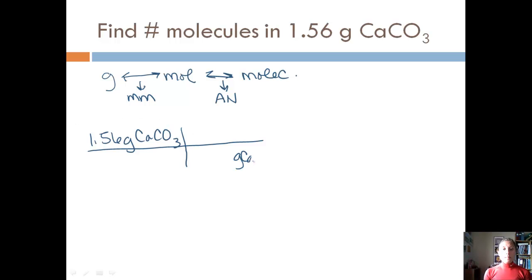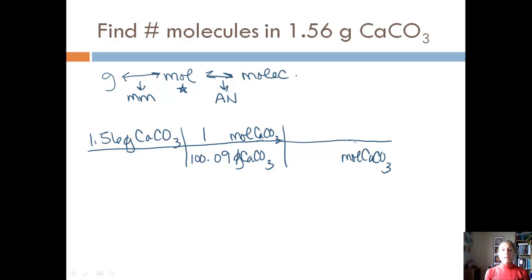I want grams on the bottom. Because I'm using molar mass, that's grams per mole, so moles go on top. Okay, it's really important to write all your units out so you know where your numbers are going to go. I know for every 1 mole, there are 100.09 grams of calcium carbonate. Right now, I'm here. I don't want to stop. I want to go all the way to the end of my calculation, then calculate the whole thing at once. So my grams have canceled. I'm left with moles. Now I want to go to molecules, so I know I want moles on the bottom because I know a direct conversion between moles and molecules.